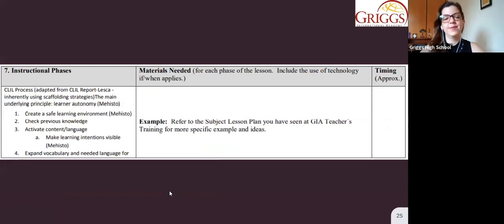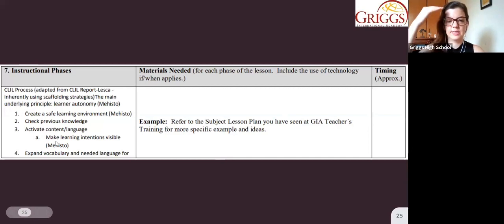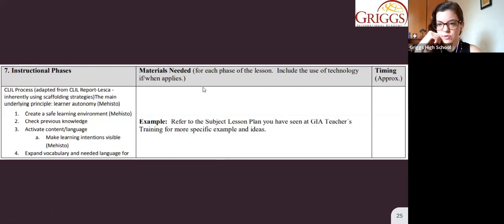And finally, we get to the instructional phases. The instructional phases is the lesson itself, what you're actually gonna do in class. So in the first column, you're going to write the tasks. In the second column, you're going to include the materials that you're going to use, like a video, a PowerPoint presentation, a text, pages of the book.